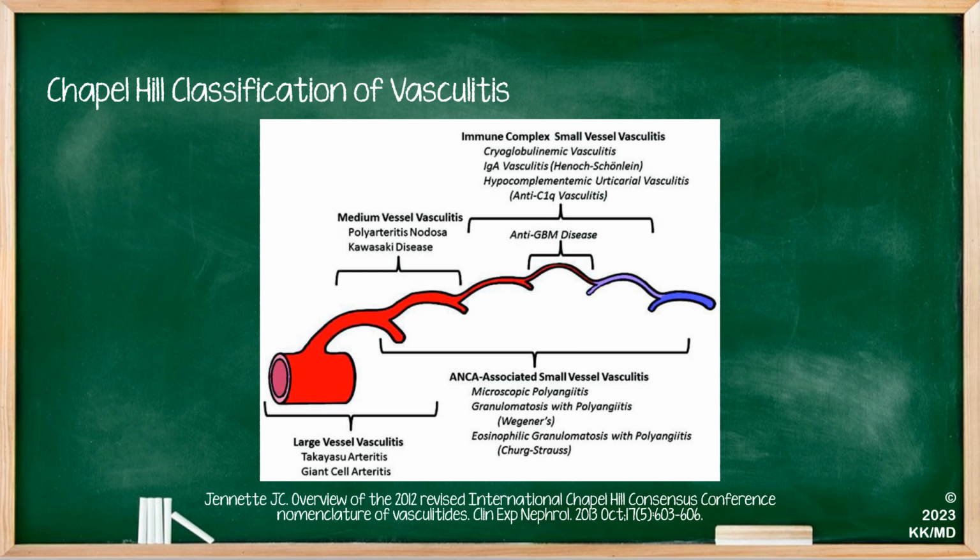Henoch-Schönlein purpura, which is another vasculitis mainly of childhood or older teenagers, and also urticarial vasculitis, as well as anti-GBM disease, which is also known as Goodpasture's. Other vasculitides are not mentioned on here, so these include Behçet syndrome, for example.